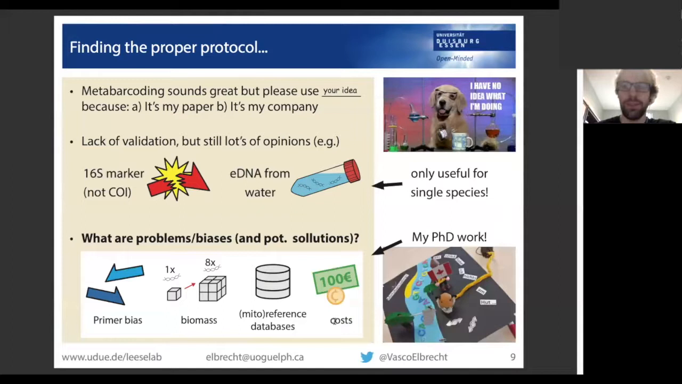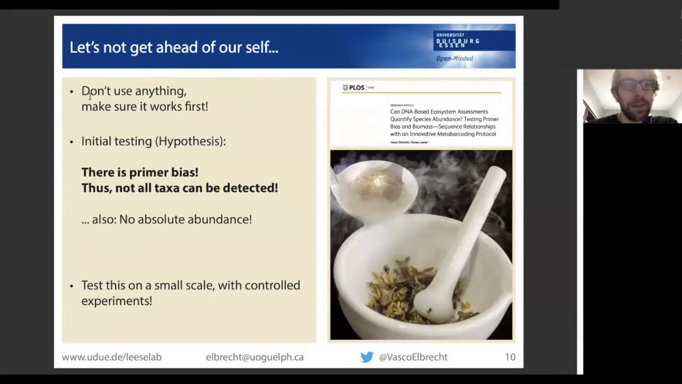So let's quickly talk about what we should do. Let's not just jump in and use this method for water quality assessment. Let's really take a look and see what problems we might encounter. The first idea is that we have a bit of primer bias because of the variabilities in the primer binding sites. And this also means that if the primer doesn't match all that well, not all taxa can be detected. Also, you probably don't get the absolute abundance of the taxa. At the moment you have count data, but we can't really provide that with metabarcoding, as I will show you in the next slides.